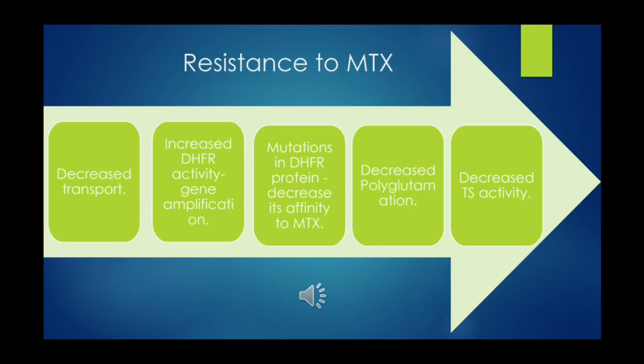We also need to understand that there can be resistance to methotrexate treatment. Why does this happen? It can be due to decreased transport of methotrexate in the cell, or there can be increased dihydrofolate reductase activity due to gene amplification, or there can be mutation in DHFR proteins which causes decreased affinity of methotrexate, or there can be a decreased polyglutamation process. There can also be decreased thymidylate synthetase activity itself. All these can cause resistance to methotrexate.